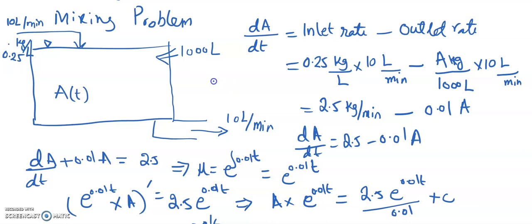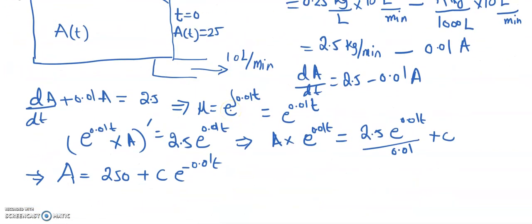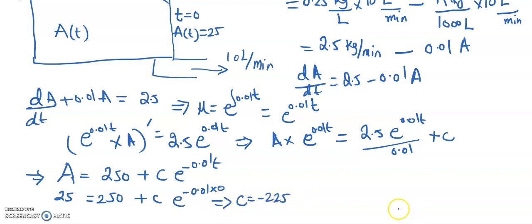So initially we can assume that at time t equal to 0, this amount of salt was 25 kilograms. Okay, this we can assume, or it may be given to you. So 25 equals 250 plus c e power minus 0.01 times 0. So this will be e power 0, that is 1. So from here the value of c will be minus 225.